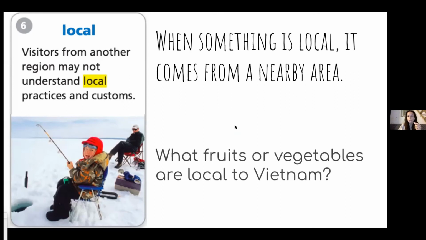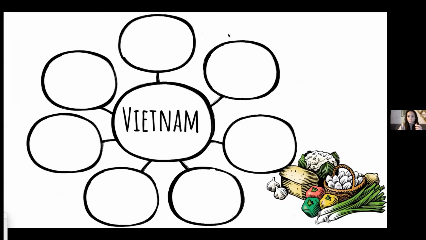So let's think of what are some fruits and vegetables that are local to Vietnam? Banana. Cherries. Where do cherries grow in Vietnam? I don't know. Okay, let's see. Apple. Apples. Okay, so do we get the big apples from Vietnam or the small apples? I think big apples come from China, but I think small apples come from Vietnam, right?